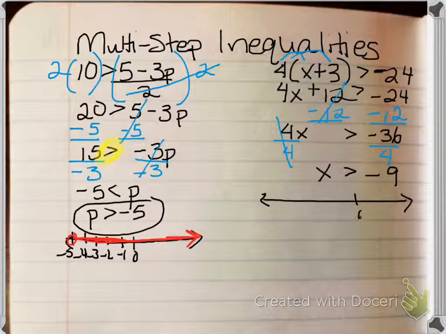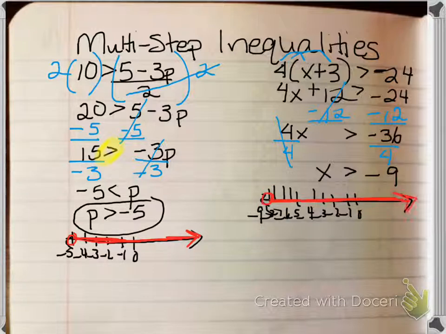Here's my number line. I am counting by ones until I get to a -9. And I'm using an open circle and shading to the right. Alright, so let's move on and do another example.